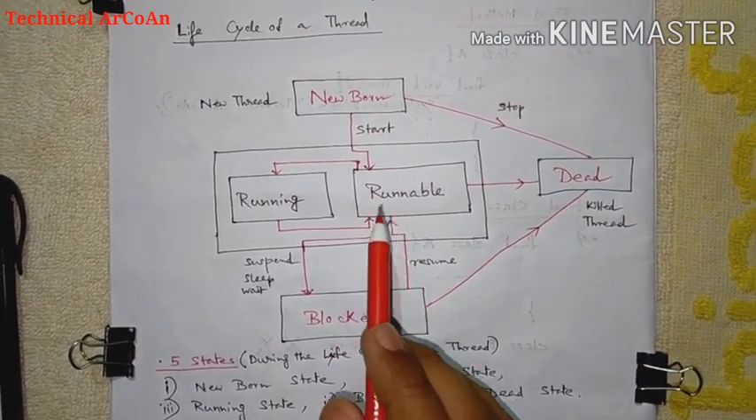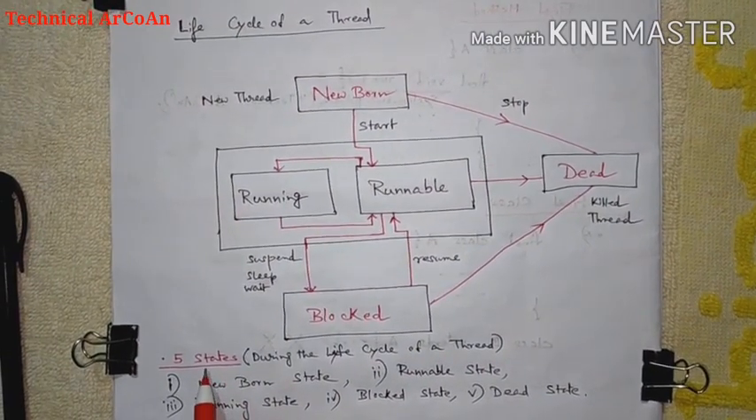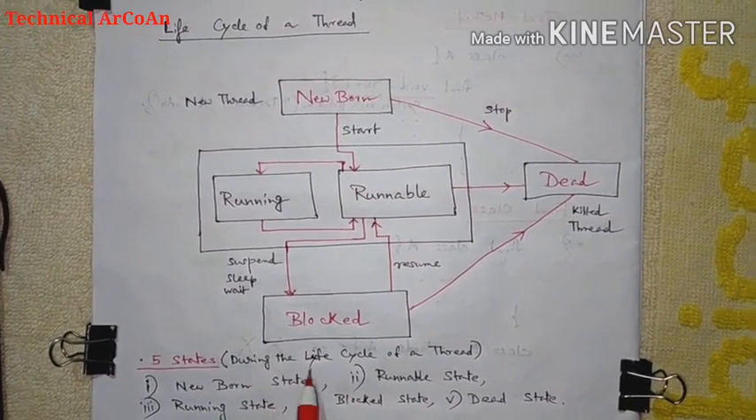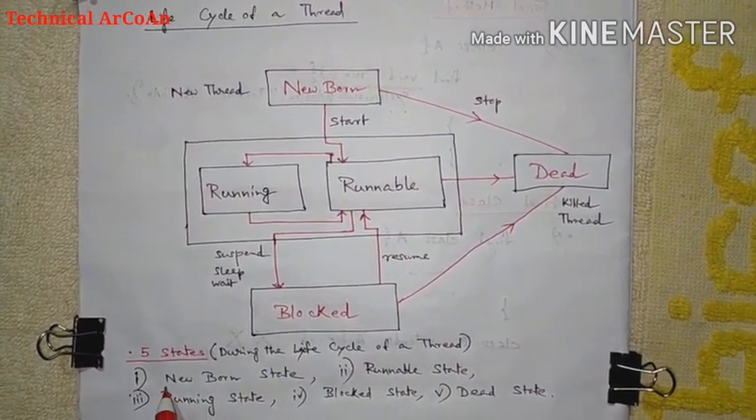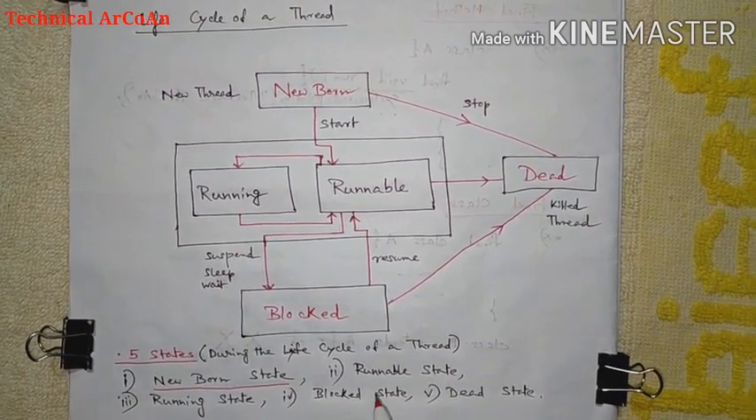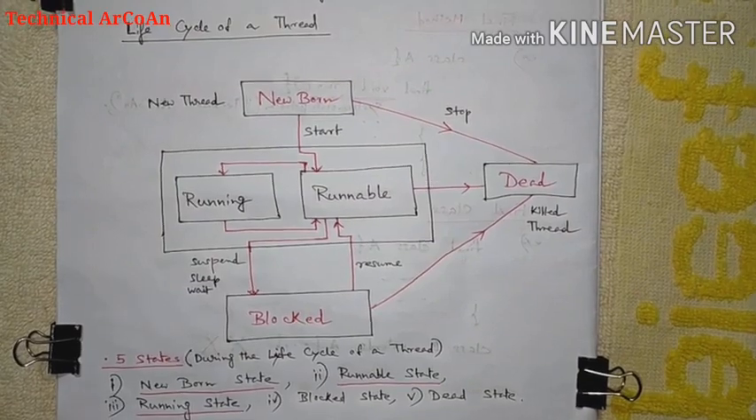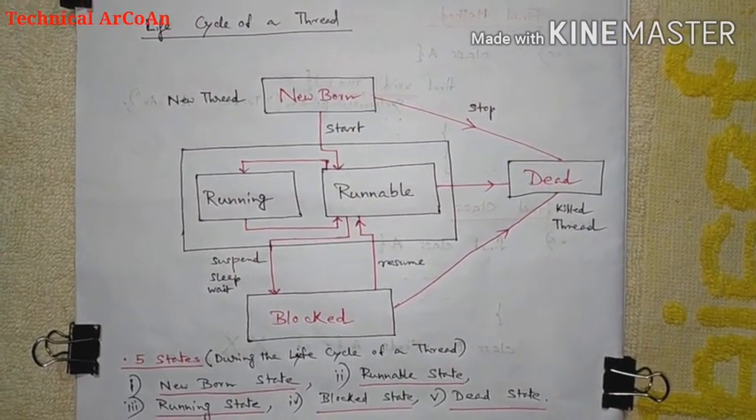Basically this is the life cycle of a thread, which consists of 5 states, and it shows when it will execute during the life cycle of a thread. And what are the thread states? First is the newborn state, second is the runnable state, third is the running state, fourth is the blocked state, and fifth is the dead state.